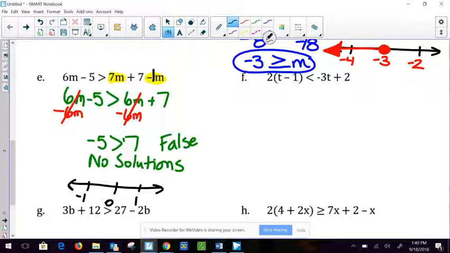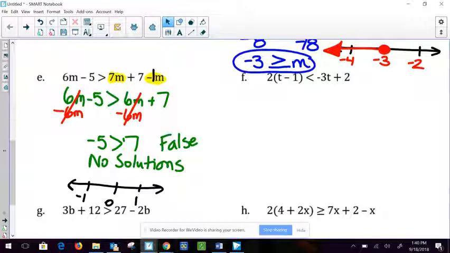No matter which direction, even if I go all the way to the left in the negatives, I'm not going to find a number that makes it true. And if I go all the way to the right in the positives, I'm not going to find a number that makes it true. So my number line is just that. It's a number line with no shading, no dots.